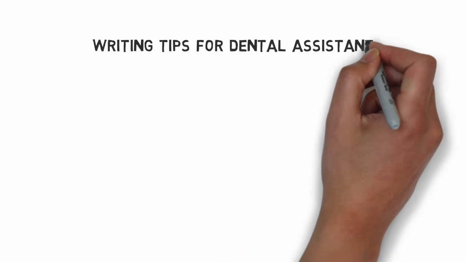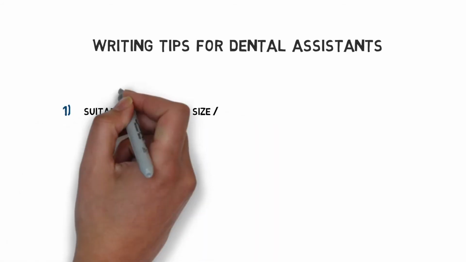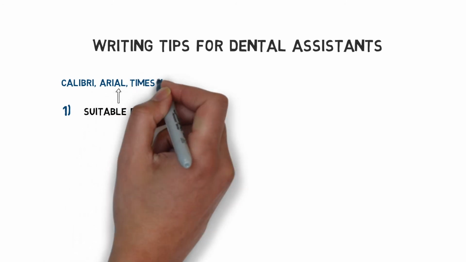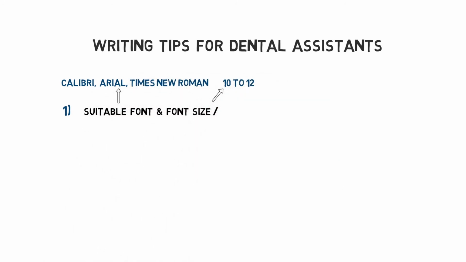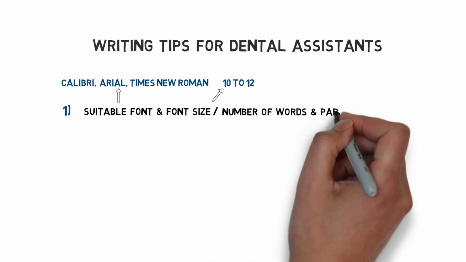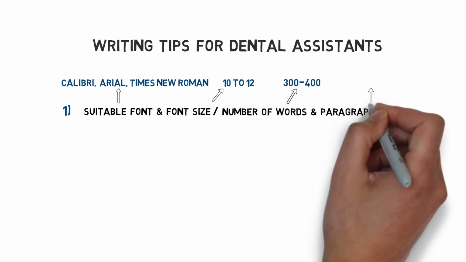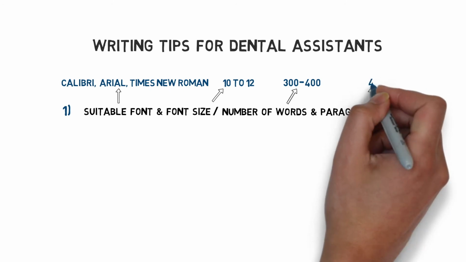Before I get started, let me first emphasize the most important writing tips for dental assistants. First off, use the appropriate font and font size. Calibri, Arial or Times New Roman with a 10 to 12 point font size for easy reading. If you have room to spare, choose a size 12 font. Don't exceed a one-page document and keep a word count of around 300 to 400 words. In addition, divide your letter into preferably 4 paragraphs.